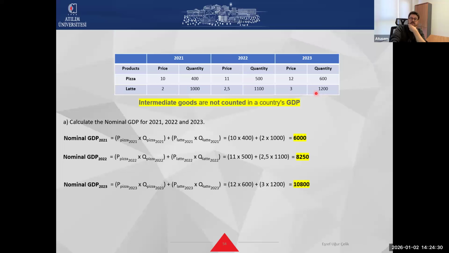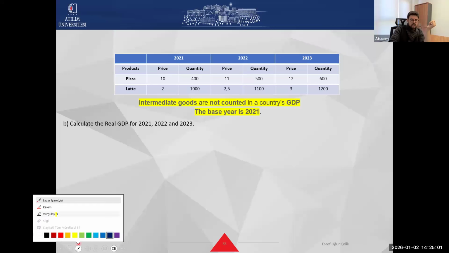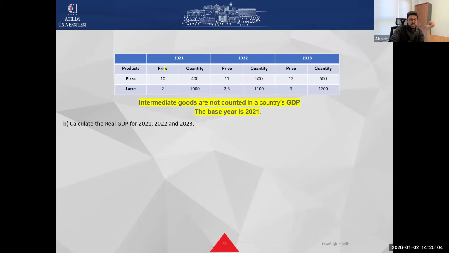But there's a problem: the nominal GDP includes the price effect. How can we eliminate the price effect? By making the real GDP. In real GDP, we fix the price to eliminate the price effect. How can we understand which year is the fixed price? They indicate it in the question through the base year. The base year is 2021. That means we are fixing the price at 2021.